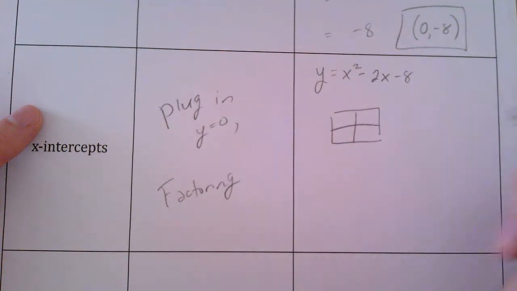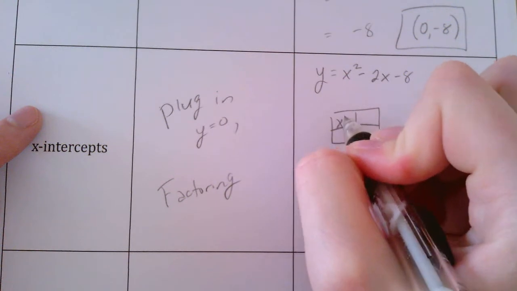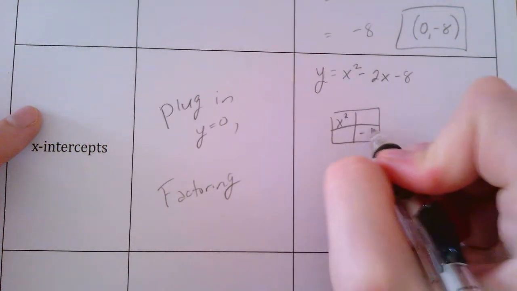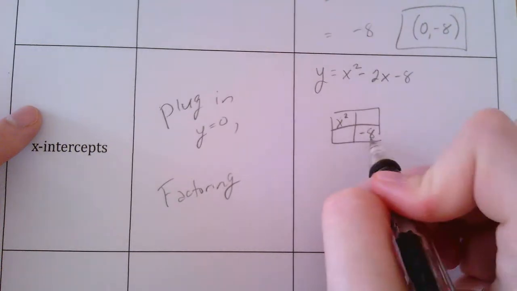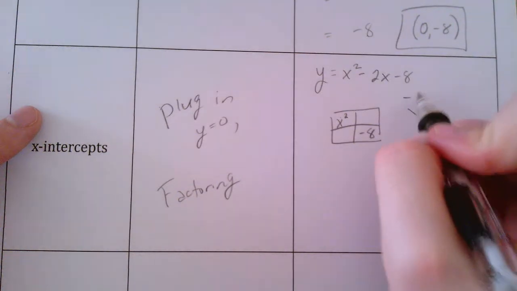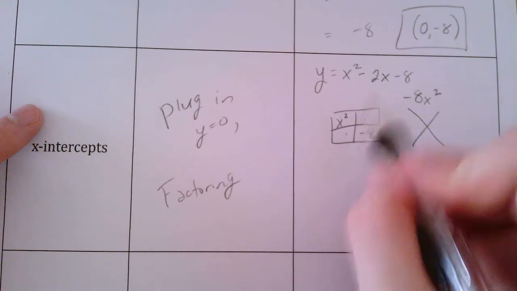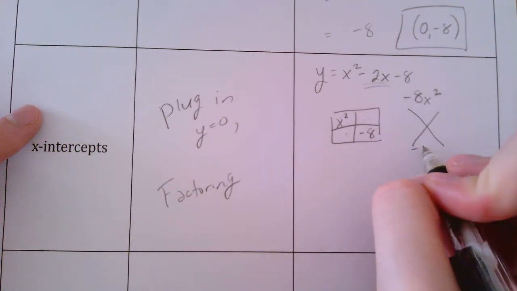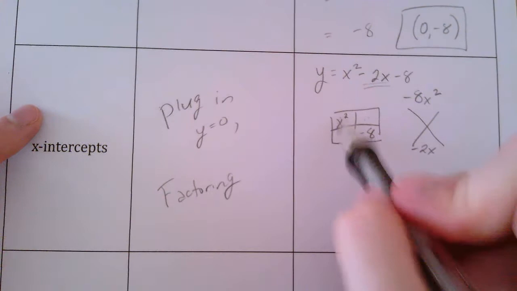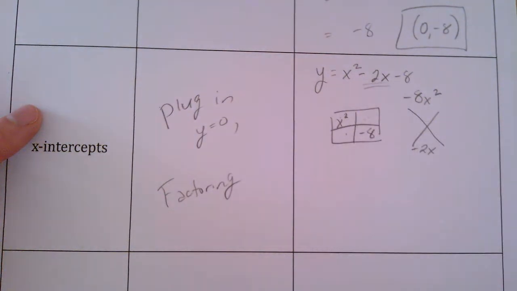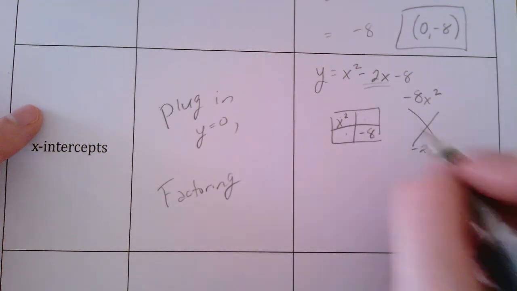So if I set up a generic rectangle, the first square term goes in the first box, the -8 in the last. And remember, you multiply those together, and I get -8x squared. But I'm looking for two terms here that add up to -2, because essentially, all these boxes have to add up to what I have here. Okay, so what are those two numbers?